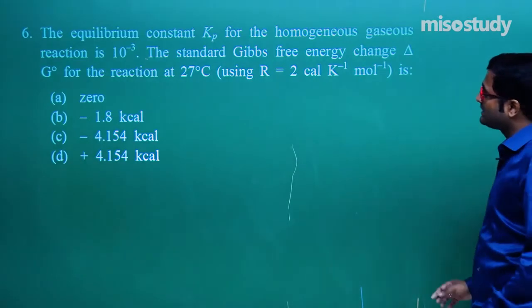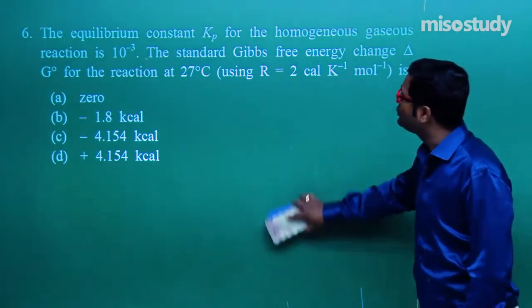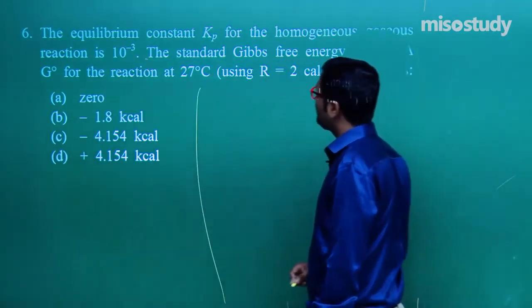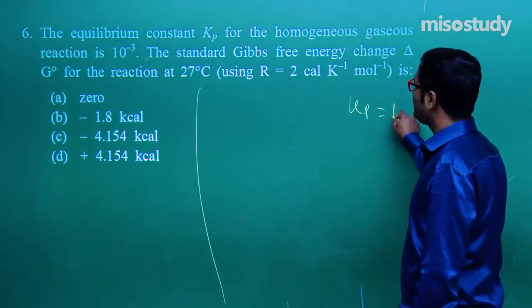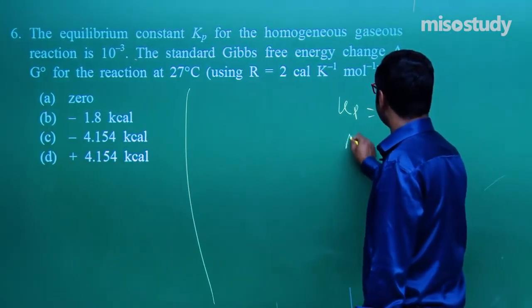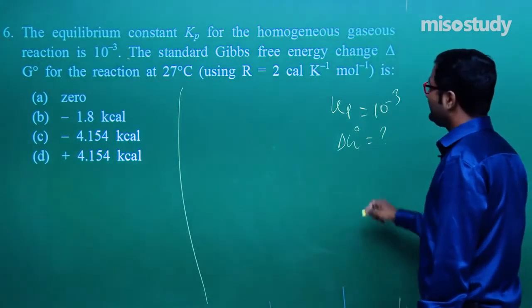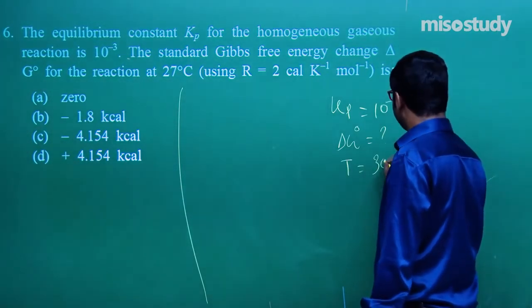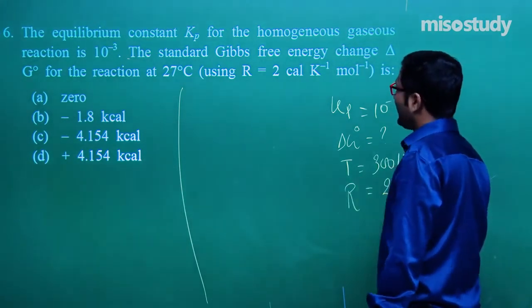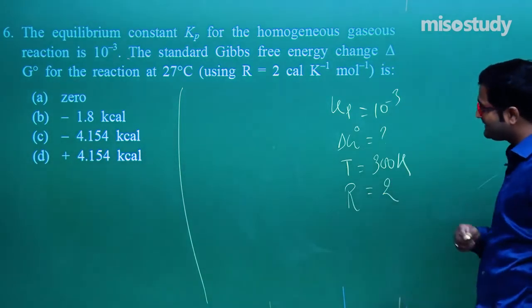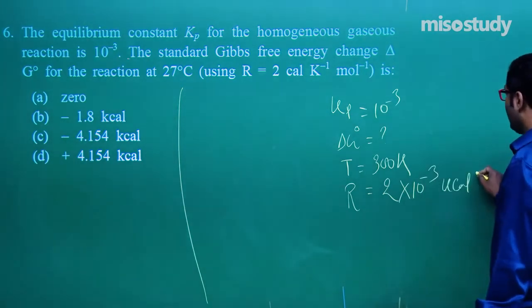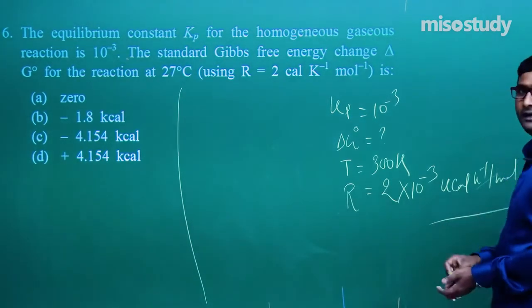Now, next one, question number 6. The equilibrium constant for the homogeneous reaction. Okay, what is given here? This is completely calculative type. The equilibrium constant for the homogeneous reaction, that is Kp, is equal to 10 to the power minus 3. We have to find the standard Gibbs free energy, that is delta G. The temperature is 27 degrees Celsius, that is 300 Kelvin, clear, and R is here 2 calorie per Kelvin per mole, but the answer is in kilocalorie, so better to write here 2 into 10 to the power minus 3 kilocalorie per Kelvin per mole, clear. This is the data.